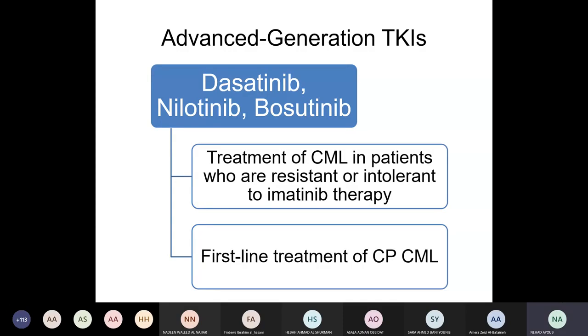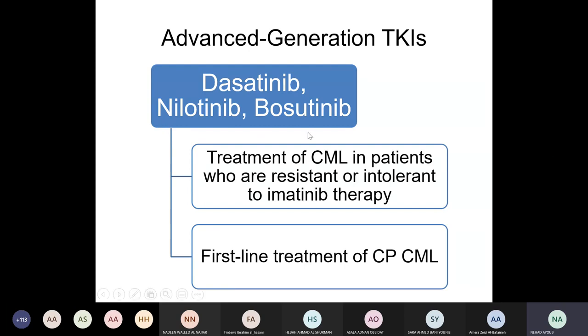فهلأ, by approval, هم first line, they can be used as the first drug. You can go and pick dasatinib to start your therapy for a CML patient or nilotinib. Or they can be considered as alternatives to imatinib in case of failure or lack of treatment tolerance.